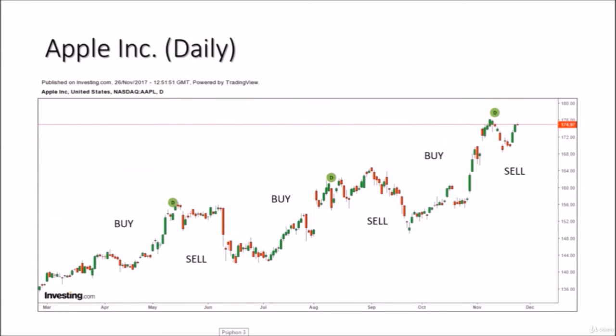Now for another example, you can see the Apple Incorporated chart, which is a daily chart. Initially, the same process goes on. It goes up and then it goes down, then it goes up again, and then the selling pressure takes place. It goes down again temporarily and it goes up again.